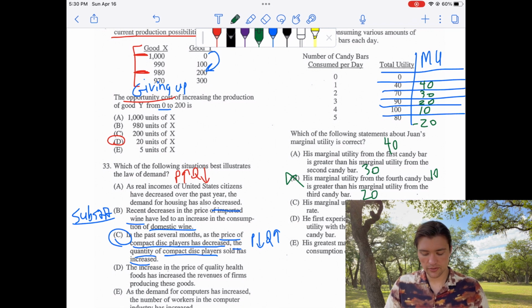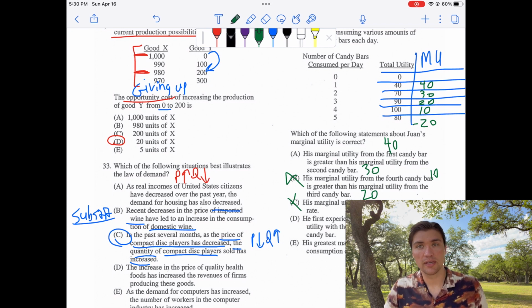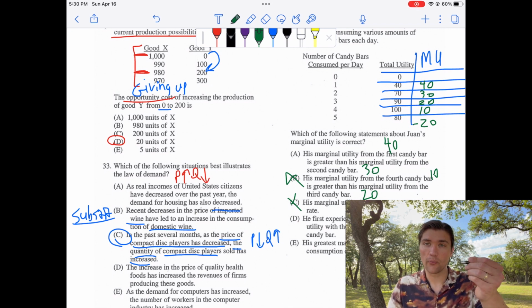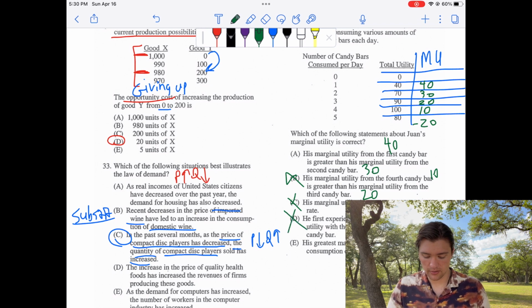Is your marginal utility increasing at a constant rate? No, it's not increasing, it's actually decreasing. Does he first experience diminishing marginal utility at the fifth candy bar? No, when does he start having diminishing marginal utility? Remember, diminishing means that as you consume more, your marginal is going down. So as you can see here, your marginal is always decreasing. So it actually happens on the first candy bar.